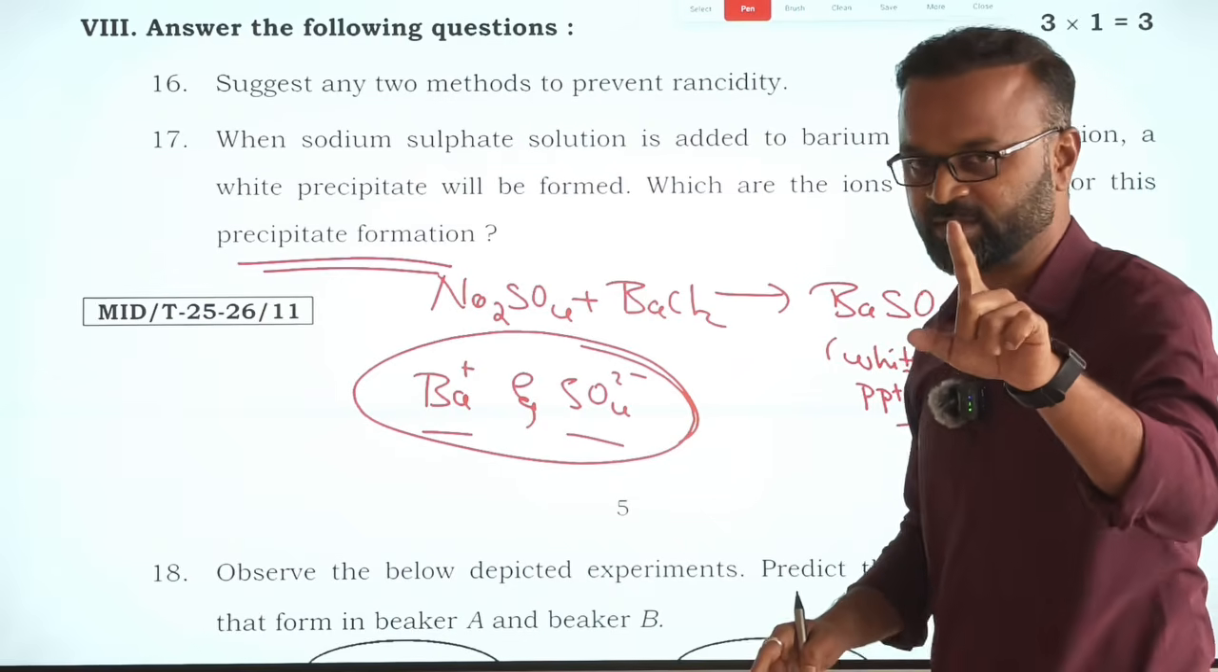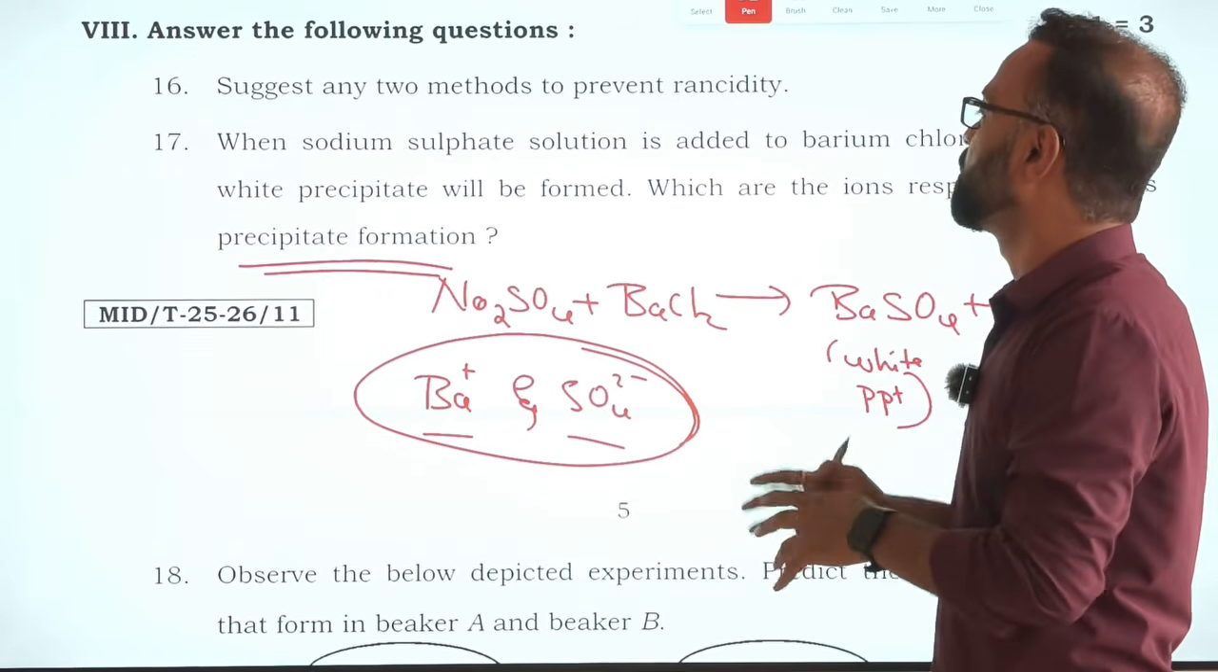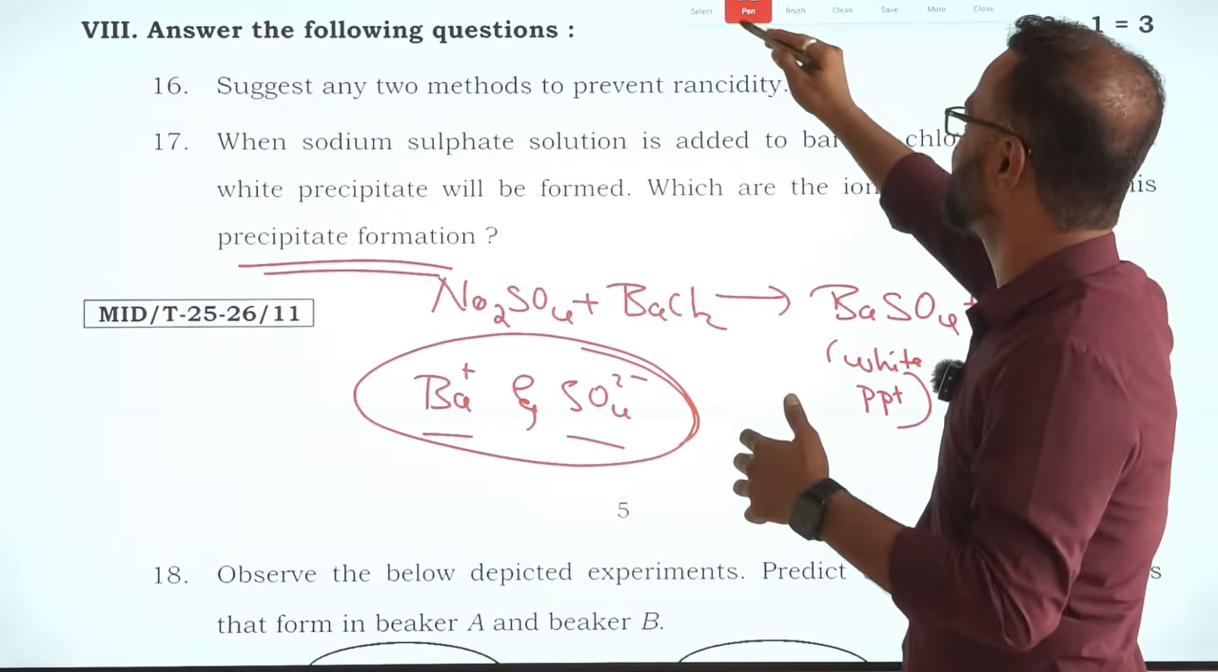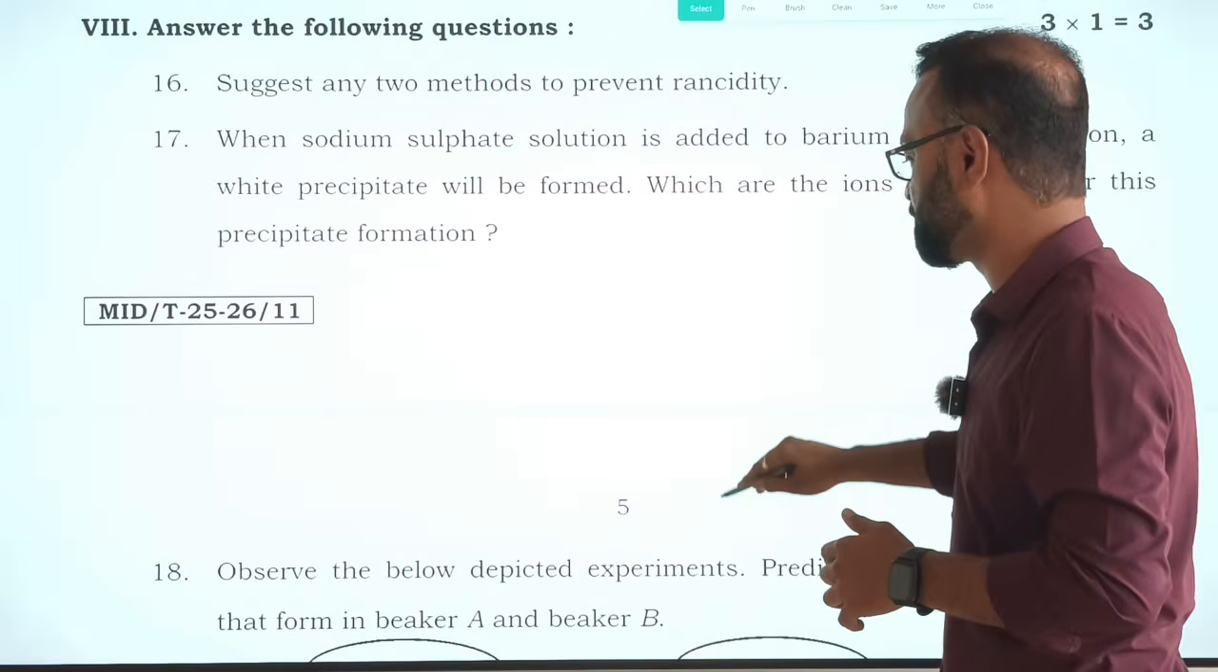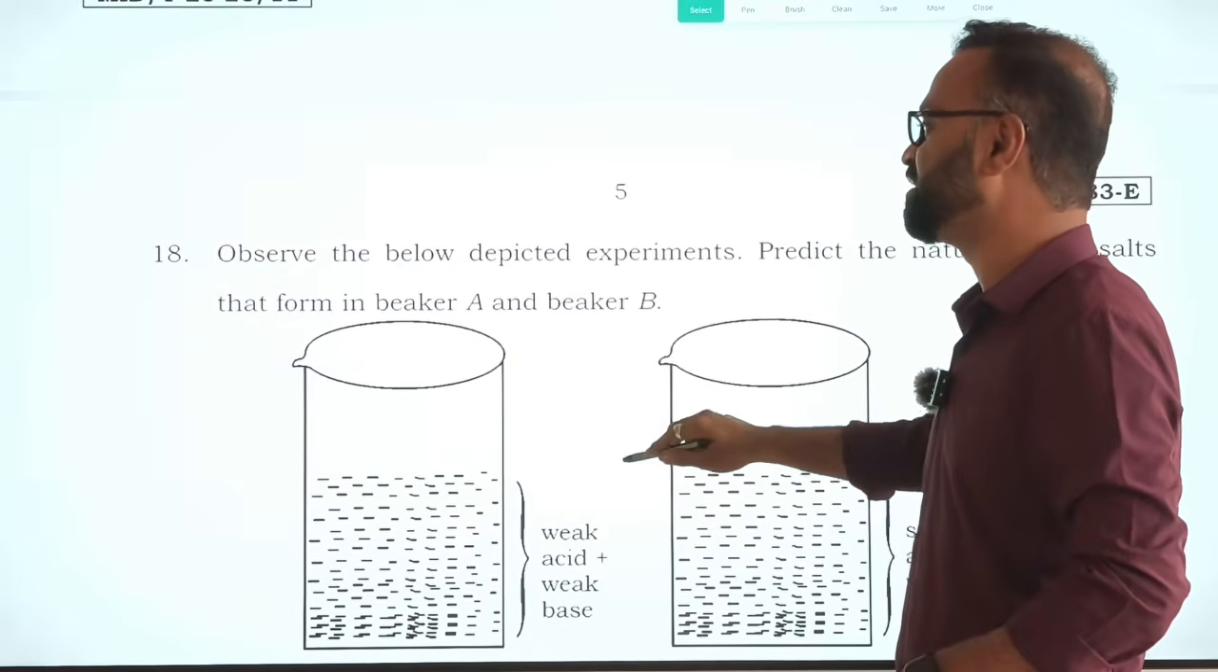I told you a double displacement question will come, but they gave it for 1 mark. I was expecting 2 marks, not an issue, but the question has come. Which question has not come, I will tell you.